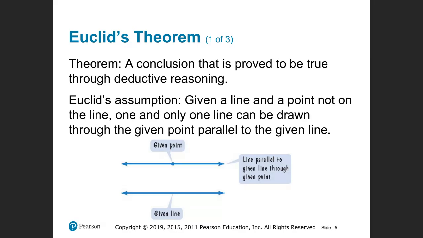Euclid's theorem. A theorem is a conclusion that is proved to be true using deductive reasoning. Euclid's assumption: given a line and a point not on the line, one and only one line can be drawn through the given point parallel to the given line, as you can see in the figure below. You're given the line at the bottom and a point, and you can only have one line through that point that's parallel to the given line.